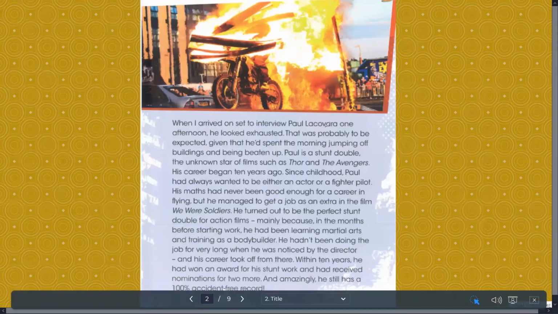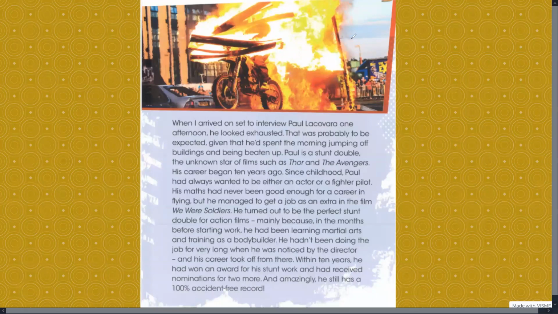Okay, let's take my little pencil here. Let's put it in red so it can be visible. And first off, let's find all the examples of past perfect simple. So when I arrived, that's nothing, that's past simple. He looked exhausted. That was probably to be expected, given that he had spent. That's our first past perfect simple in the text. The morning jumping off buildings and being beaten up.